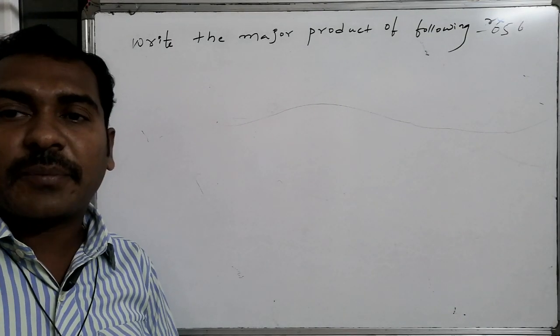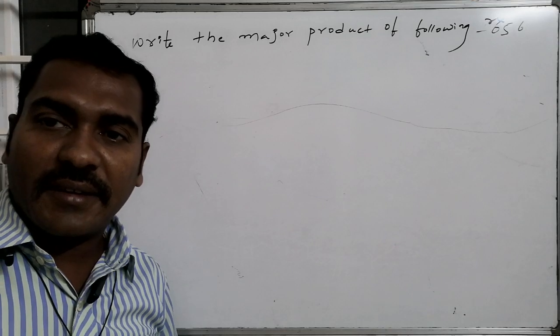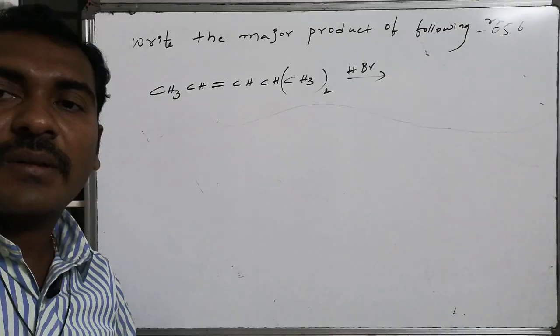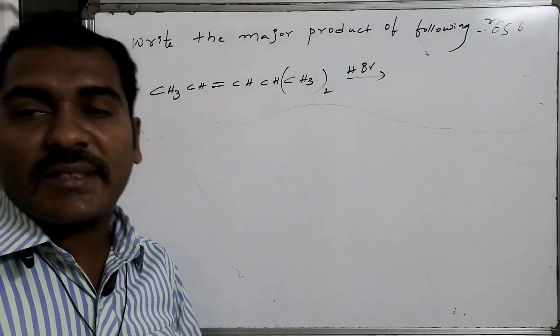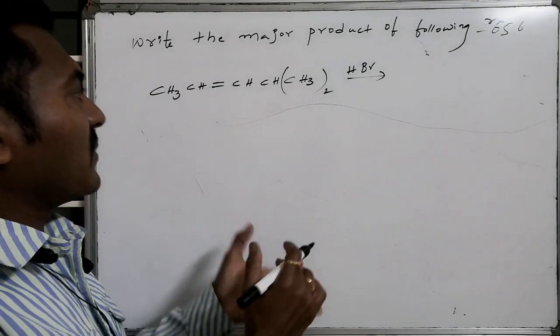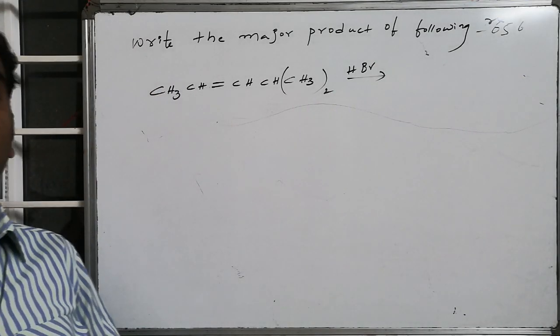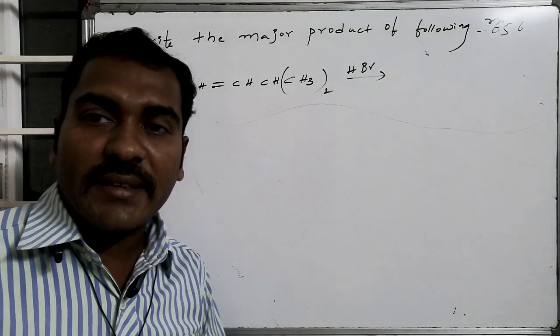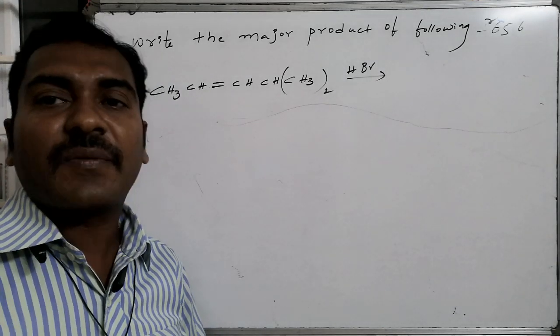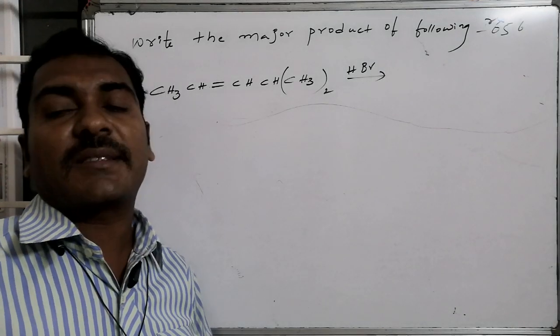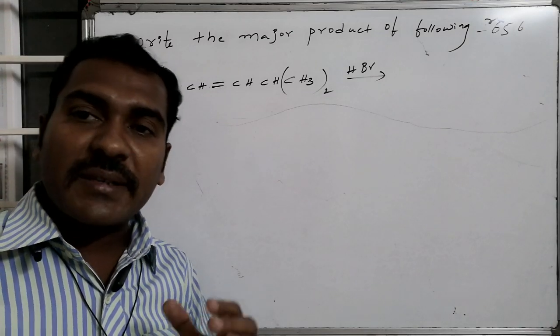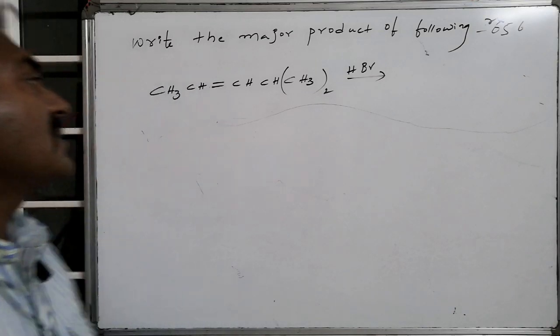Write the major product of the following reaction, and the reaction is given by the starting material information. The reactant information is provided for us in the compressed form. From the compressed form, if you write the zigzag form, it becomes very easy for us. Hence, it becomes a task for us to convert the compressed form of the molecule into the zigzag form.